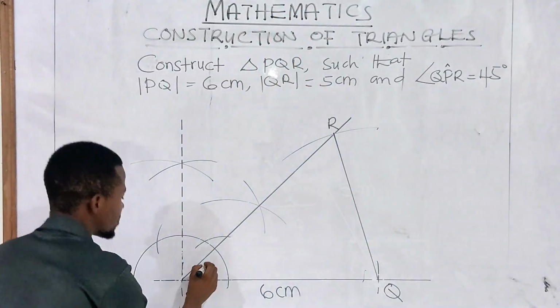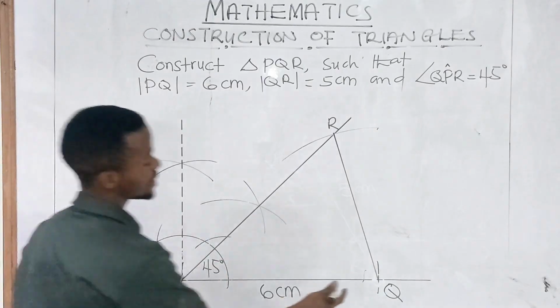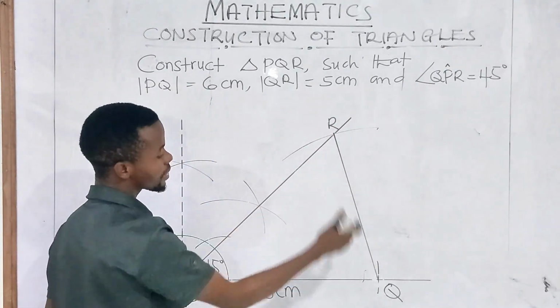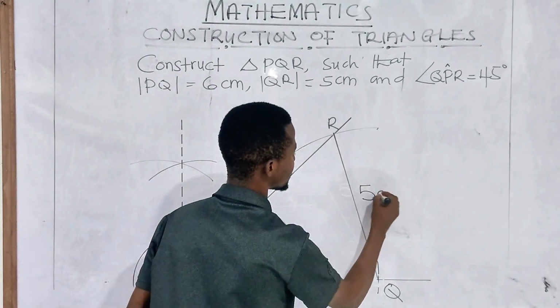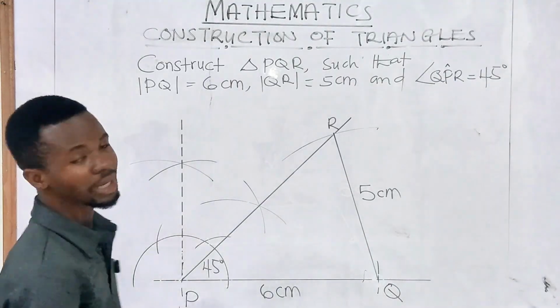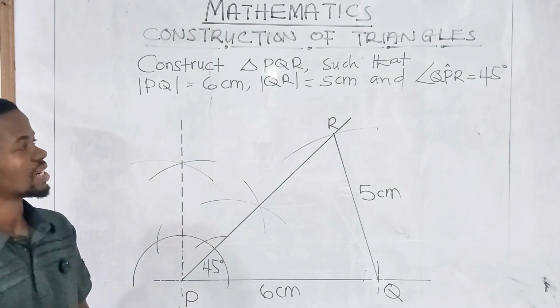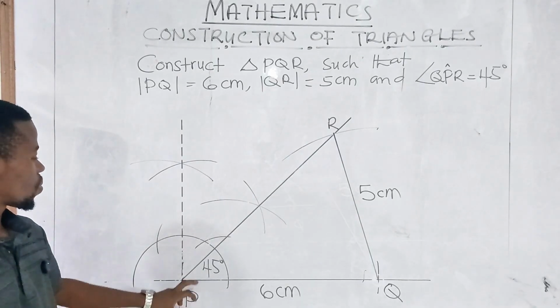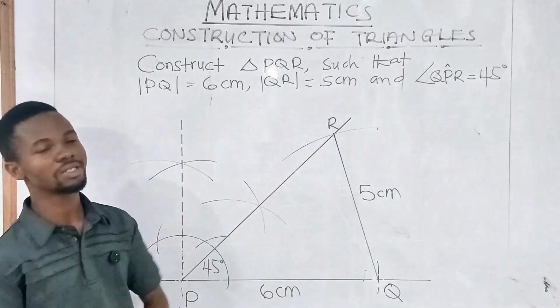Now this angle is 45 degrees, and this length RQ or QR is 5 centimeters, and you are done. So this is how to construct a triangle when you are given one angle and 2 sides.